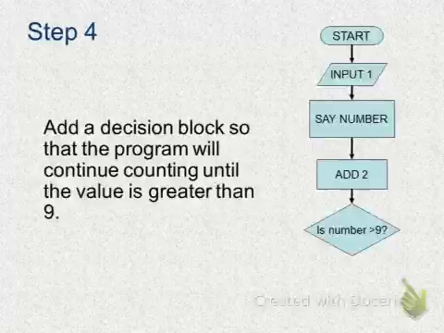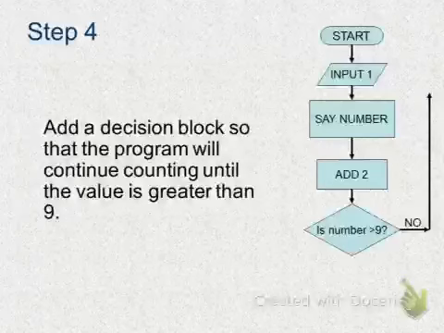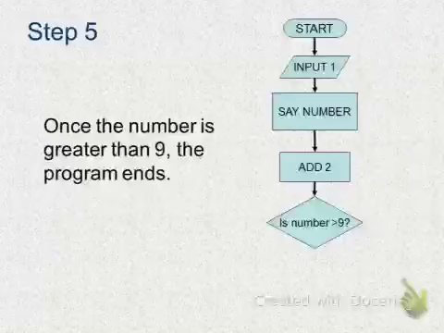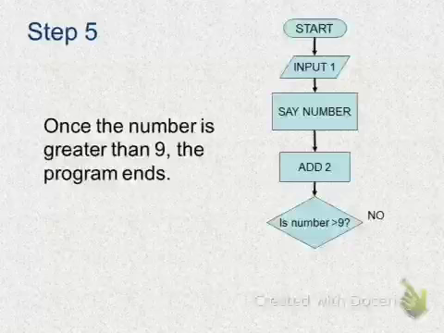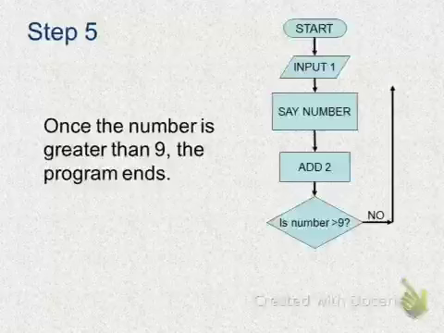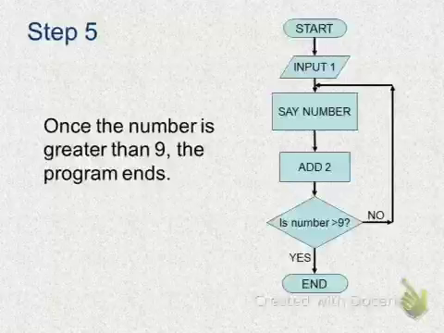After I give the input, say the number, add 2, we need to make a decision. Notice the decision is, is the number greater than 9? If the answer is no, then I need to go back, say the number, add 2, and then check again. If the answer was yes, then we're going to end the program.